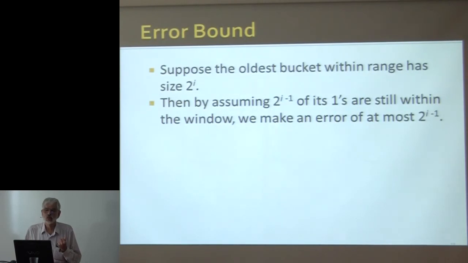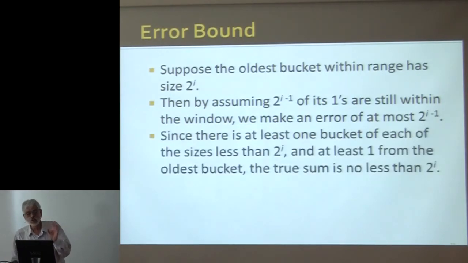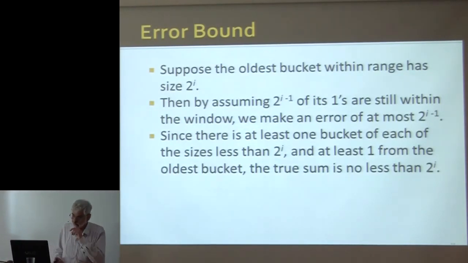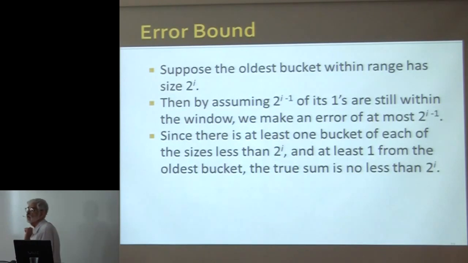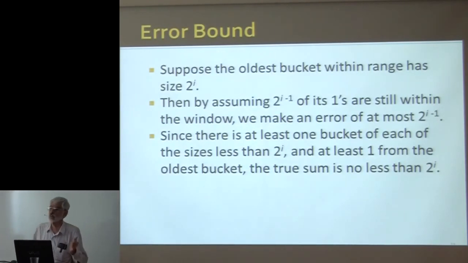Okay. I say 2 to the i minus 1 are there. It could be as little as 1 or as many as 2 to the i. So it's certainly no worse than off by 2 to the i minus 1. However, since there is a bucket of size 2 to the i, there's also at least one bucket of size 2 to the i minus 1, and at least one bucket of size 2 to the i minus 2, and so on, down to size 1. And since you also have at least one from the oldest bucket, the true answer to the query can't be less than 2 to the i. Okay, so I've made an error of at most half the true sum.